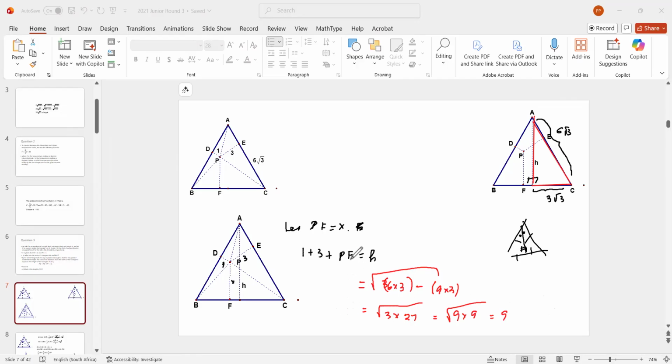Oh, not yet. I need to calculate PF. So I have 4 plus PF is 9. So therefore PF is equal to 5. Okay, on the left-hand side, I've got 4 plus PF. On the right-hand side, I've got 9. Okay, so that takes care of that problem.